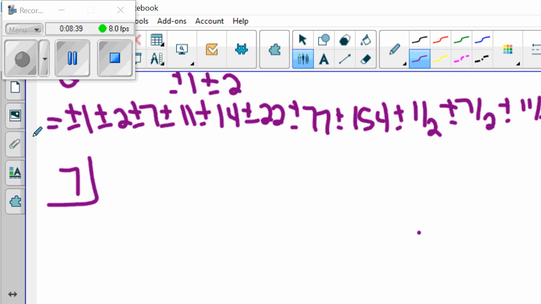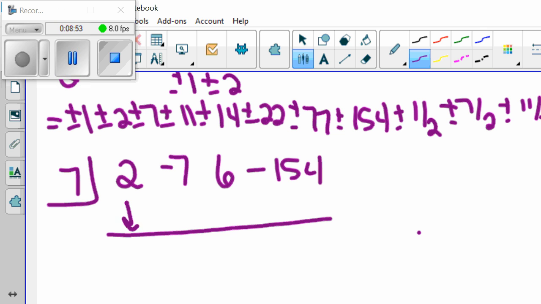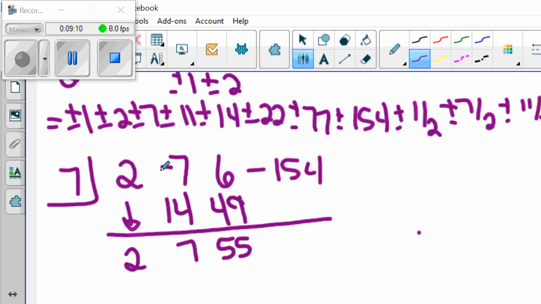So I'm going to put 7 in my box. Do synthetic division with my coefficients. So I have a 2, a negative 7, a 6, and a negative 154. So I'm going to do synthetic division, and remember that if I get 0 as my remainder, then 7 is a 0. So my 2 comes straight down. 2 times 7 is 14. Negative 7 plus 14 is 7. 7 times 7 is 49. 49 plus 6 is 55. 55 times 7 is 385. So obviously this one does not work, okay?